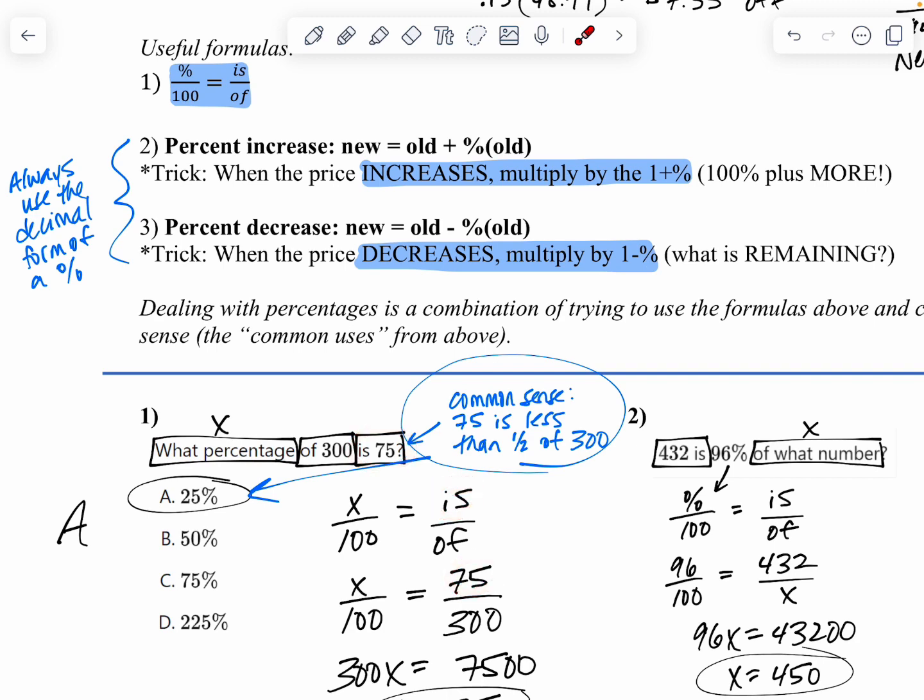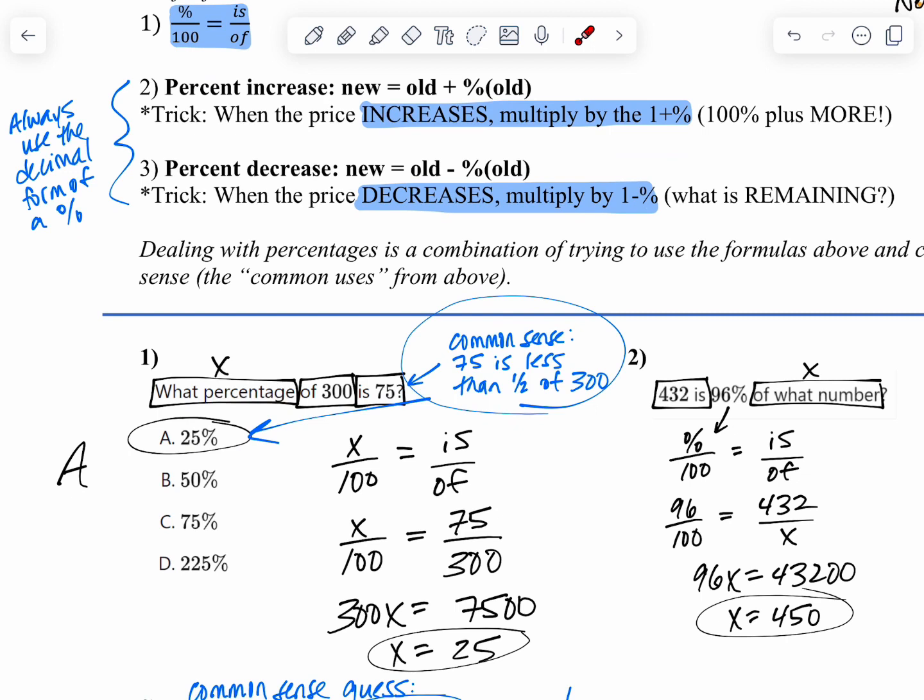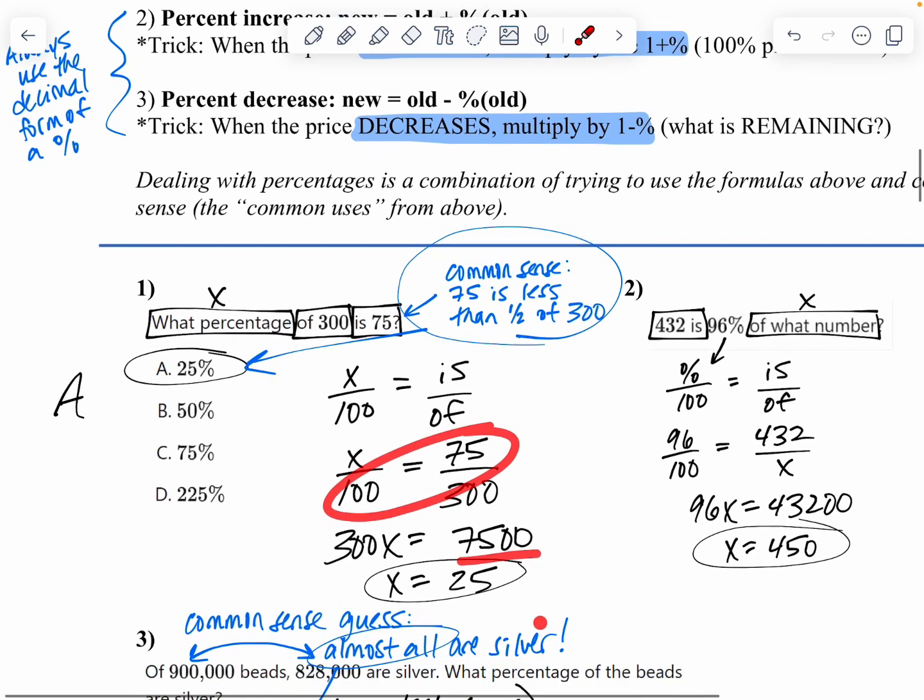So you plug in all of those numbers and then you cross multiply. When you cross this way, you get 300x. When you cross this way, you get 7,500. Divide by 300 and you get 25, okay?